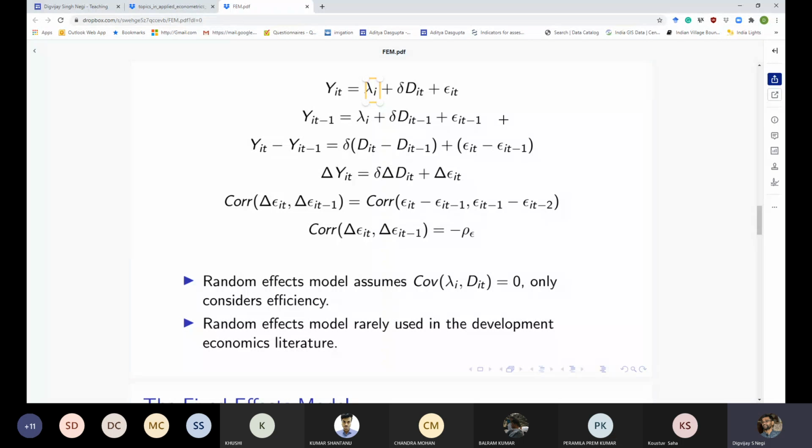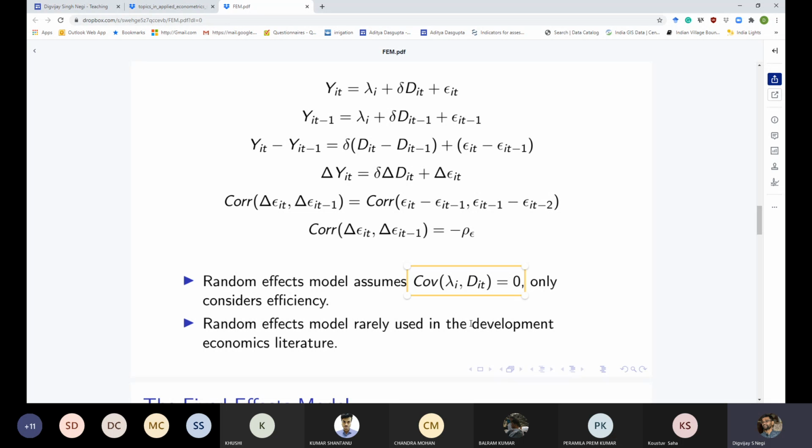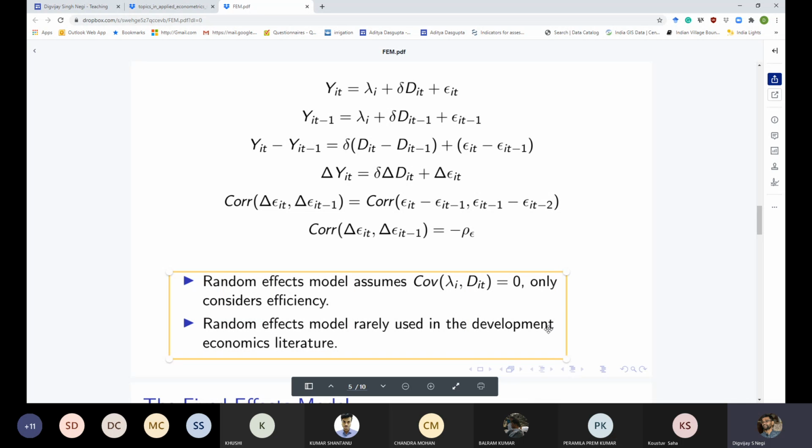It only deals with efficiency, but it does not talk at all about the delta estimate that we have. So we will not talk much about random effects, because this assumption, at least in this literature, won't be true in most of the cases. But we should know that there is another additional model, which is the random effects model.